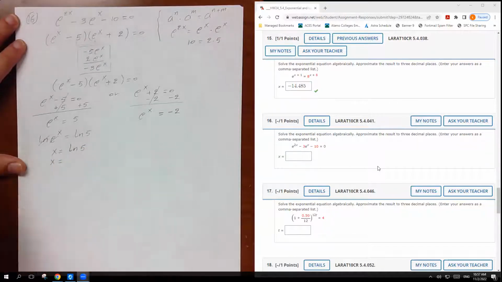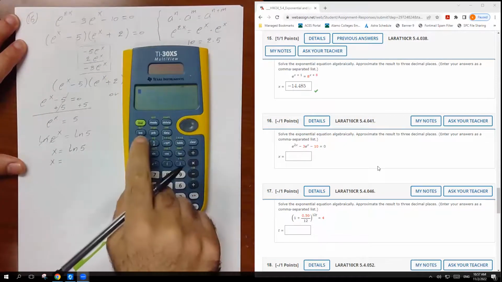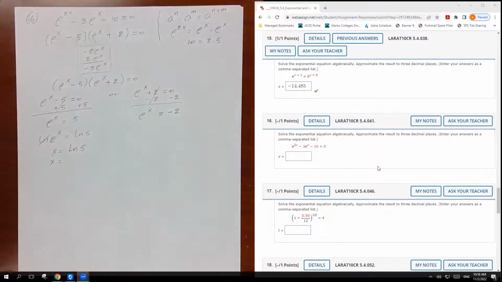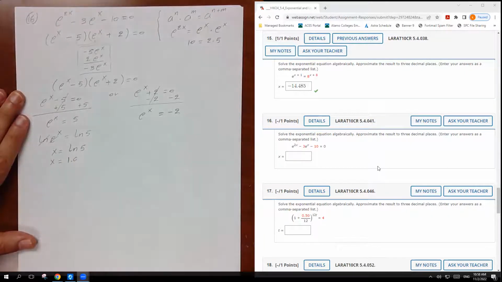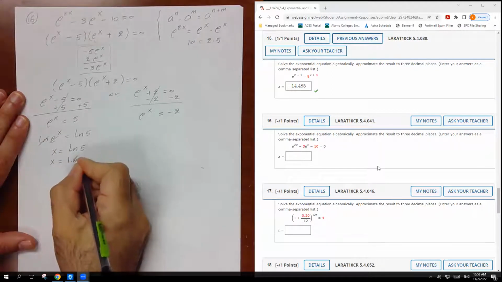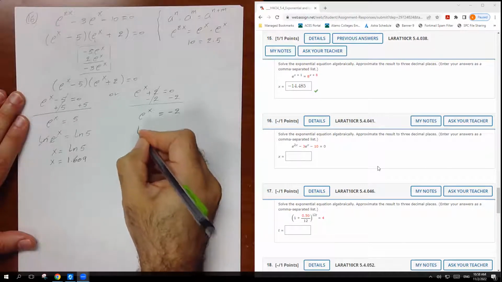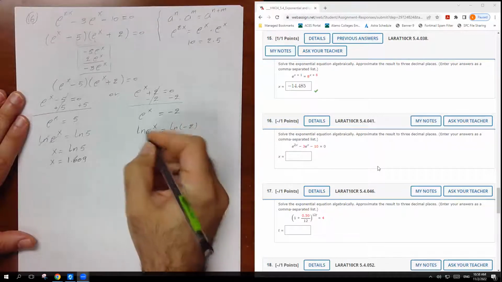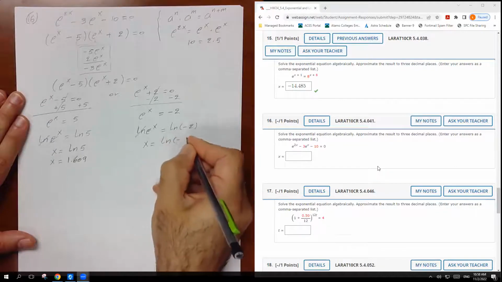x is going to be equal to ln 5, which is equal to 1.609. The same thing on the other side. You're going to take ln of both sides, equals ln of negative 2. So x is going to be equal to ln of negative 2.